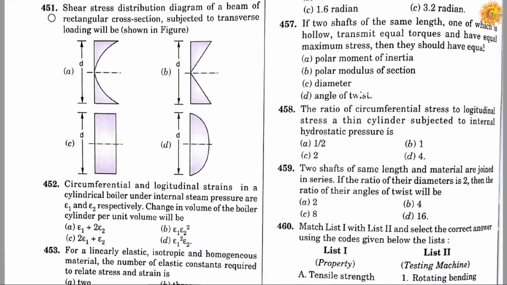Question number 451. Shear stress distribution diagram of a beam of a rectangular cross section subjected to transverse loading will be shown in the figure. So correct answer is D, it will be this one.